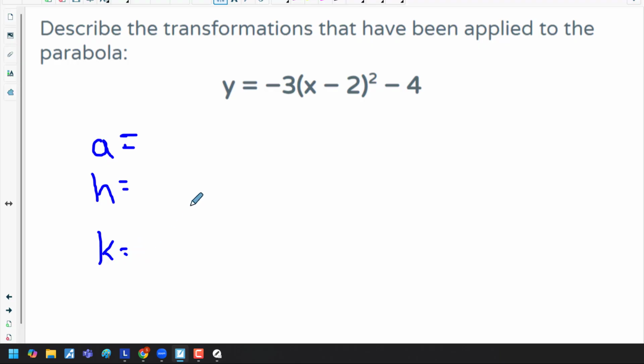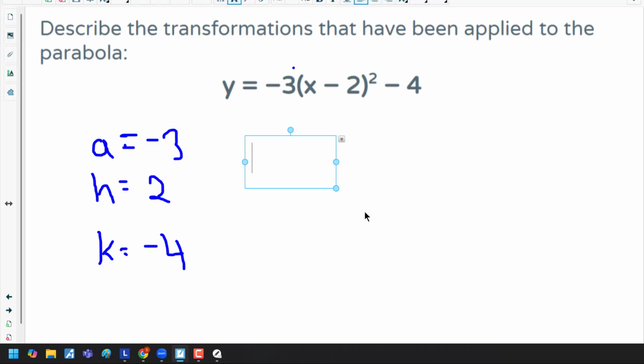We're running out of time. Normally I ask the class to do this, but it's fine. I'll be quick. A is negative 3. H is not negative 2. Once again, it's positive 2. And then k is negative 4. How do you describe the transformations? Boom. This is how you describe them.